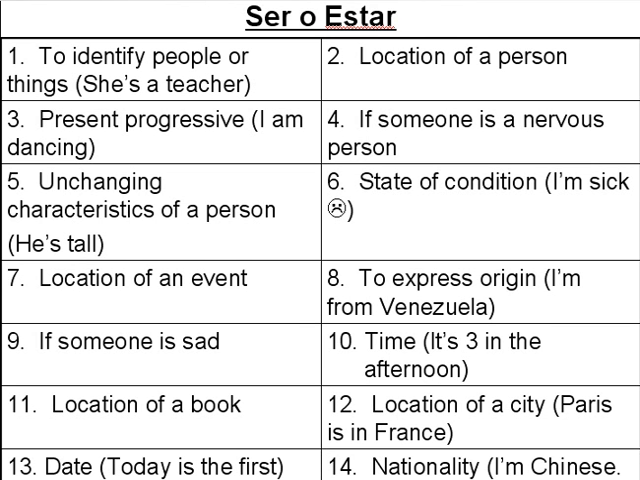Number 3, present progressive. So when we're talking about what people are doing, there's a good chance you have learned this in your Spanish class. If you haven't yet, that's okay. But when you're saying what someone is doing right now, we're going to use estar. So for example, I am dancing would be estoy bailando.